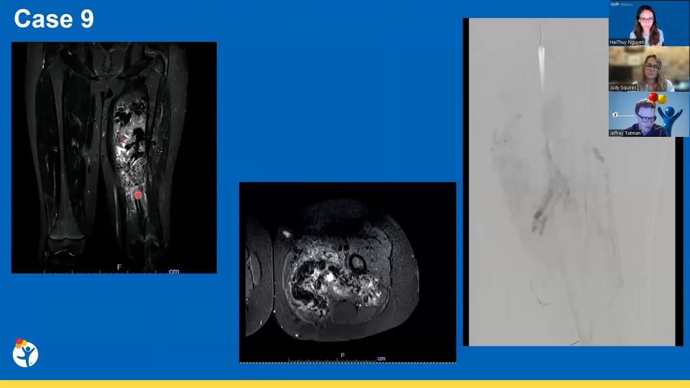Again, we can see this is a very large heterogeneous mass, this big tangle of vessels. We can see these big flow voids. This patient went on to have an angiogram, so we can see all of these very abnormal arteries feeding into these very dilated draining veins. This patient ended up having PTEN hamartoma syndrome.